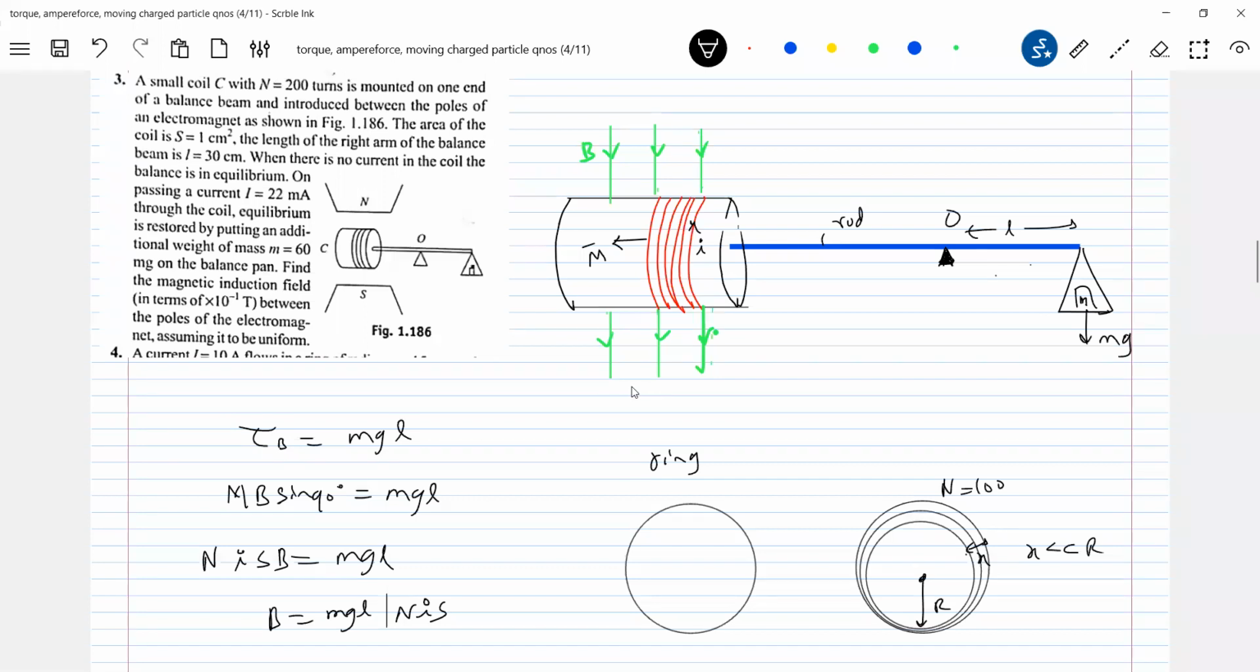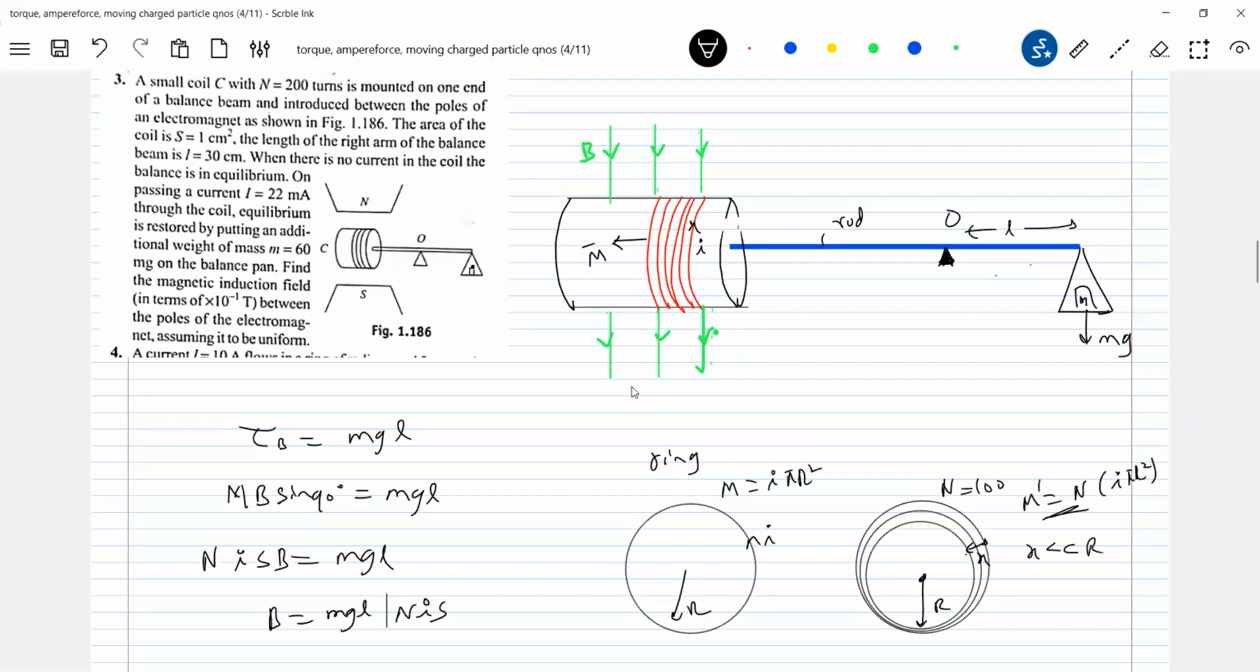What is the advantage of using the coil? For a ring, how much dipole moment will there be? M equal to I into pi r square. What about the dipole moment here? N into I pi r square. So the dipole moment will increase by n times. More number of turns, more dipole moment. So the dipole moment will increase by 100 times here. That's why we'll always go for a coil.